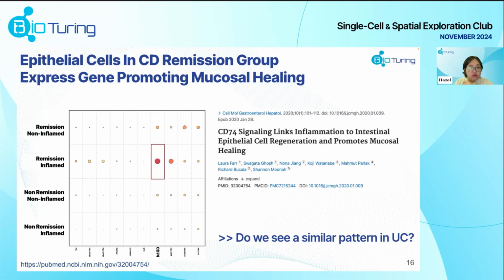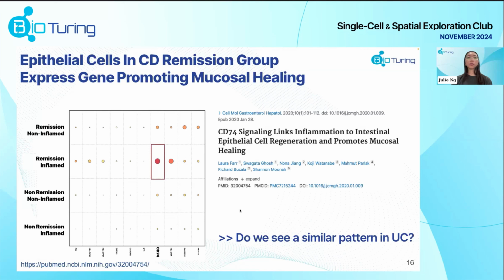Okay. So we have CD74, which based on literature promotes mucosal healing in Crohn disease. Do we see this enrichment in the colitis patients as well?